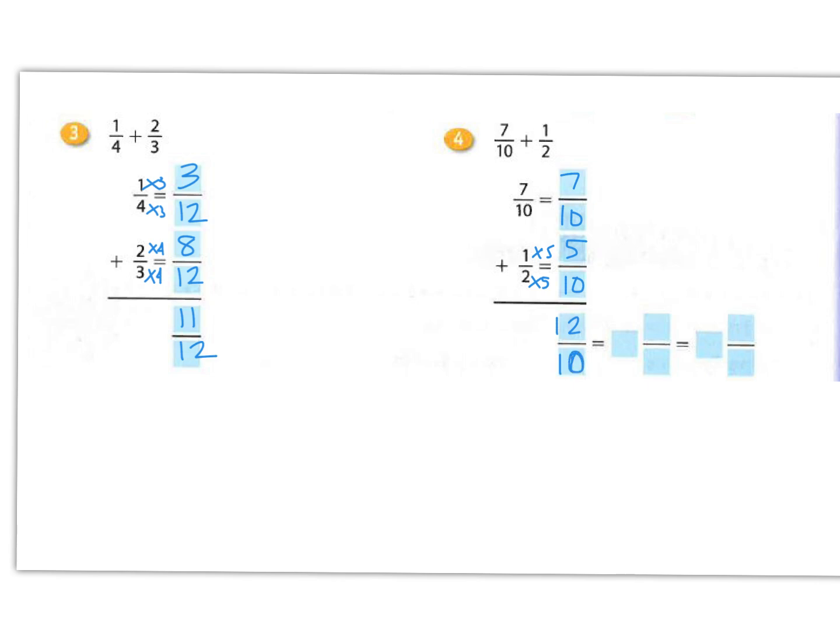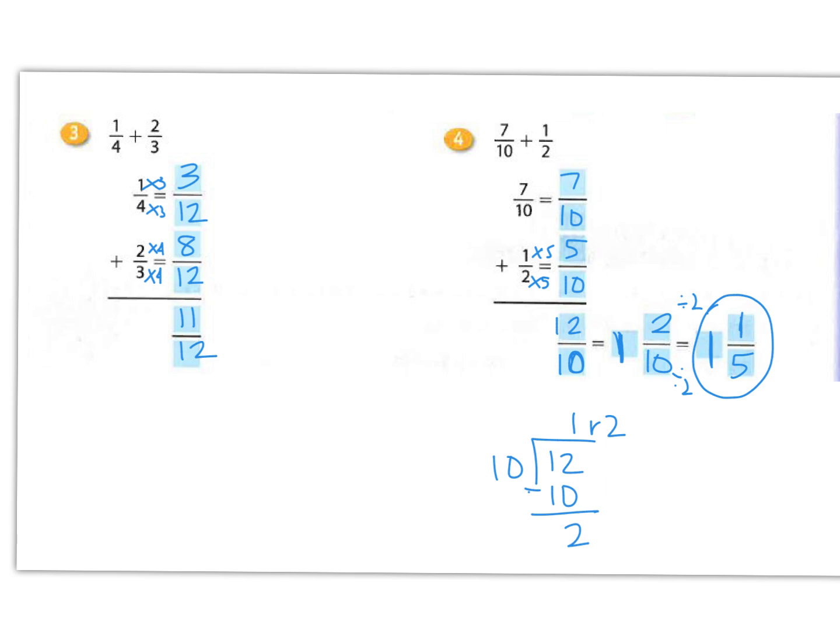12/10. But that is an improper fraction, so we need to change that. We would do 12 divided by 10. 10 goes into 12 one time, so our whole number is 1. And then we do 1 times 10 is 10. Subtract, and we get a remainder of 2. So 1 and 2/10. But then remember, 2/10 can be simplified because we can divide top and bottom by 2. 2 divided by 2 is 1. 10 divided by 2 is 5. So our final answer is 1 and 1/5.